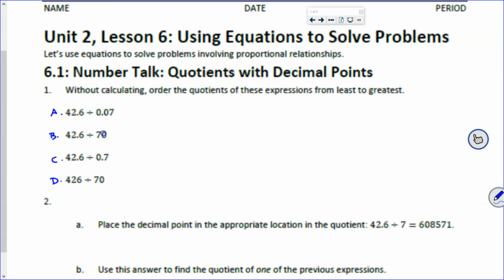Let's go back to Siley again. B is definitely going to be the smallest because we're dividing by a bigger divisor, which means that the quotient is going to be small. And now, which one is going to come next? Which one is going to be that middle one?